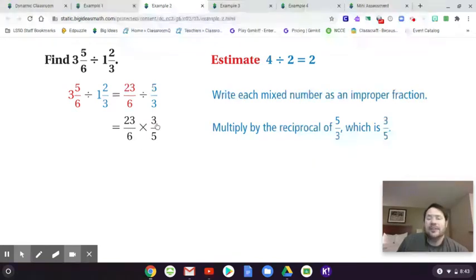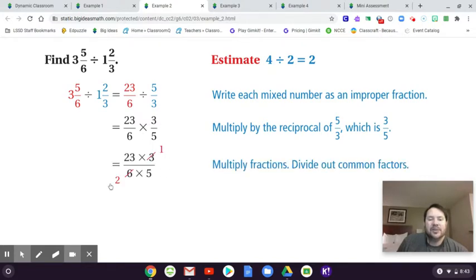Is there a common factor between 3 and 6? Yes, 3 is a common factor. So you're going to divide this by 3 and divide this by 3. So you'll cancel out the 3 and the 6, replace them with a 1 and a 2.